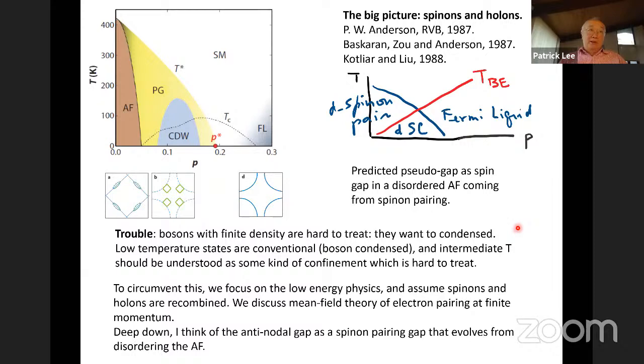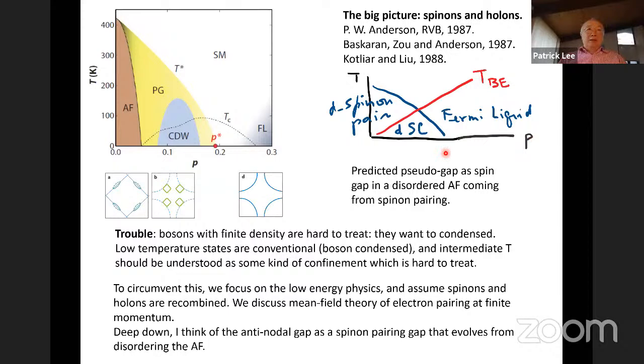Now, why does this thing not work? Well, of course, this picture got a lot of resistance over many years. And it's a very difficult problem to really turn this into a quantitative theory. I think the main problem is that a boson with finite density is very difficult to treat. They basically want to Bose condense. And so I think our understanding now is that this spin charge separation picture really fails at low temperature. The low temperature states are all conventional. And this is actually the prediction of this theory. The low temperature state is boring, a Fermi liquid or a superconductor.